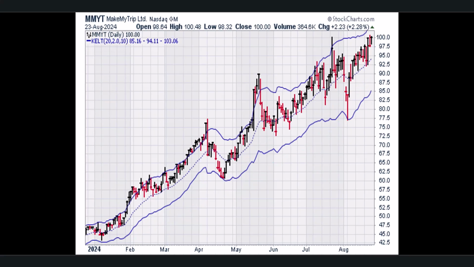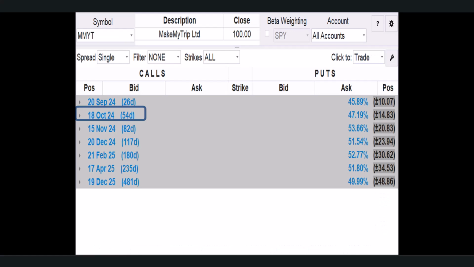Next, we're going to look at a daily chart that displays the Keltner channel. As a rule, we don't want to buy calls if the stock price is above the upper Keltner channel line. Anywhere inside the Keltner channel or even below the Keltner channel is fine. MMYT is below the upper Keltner channel line, so MMYT is inside the buy zone. Since the trend is up, we want to buy a call.